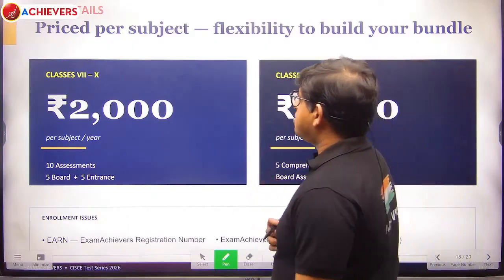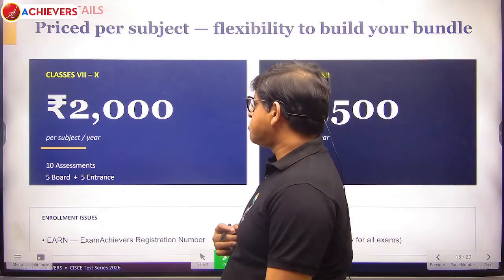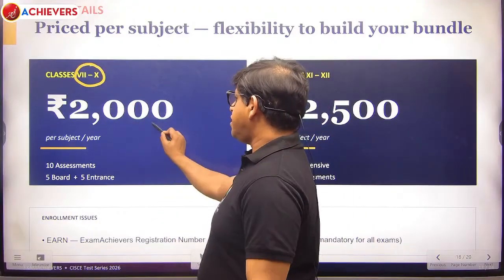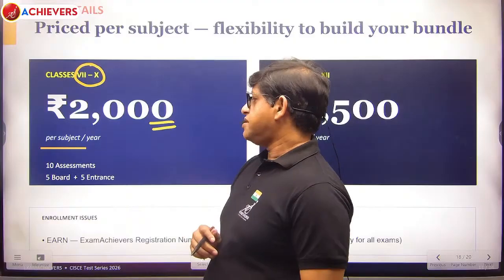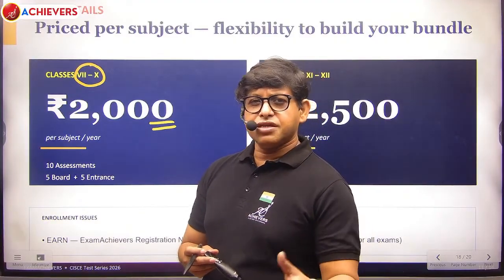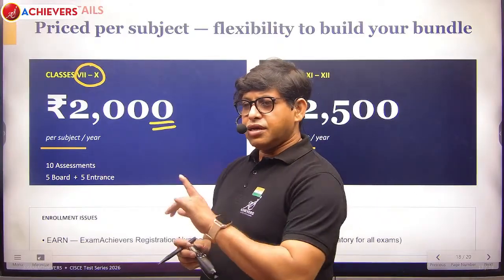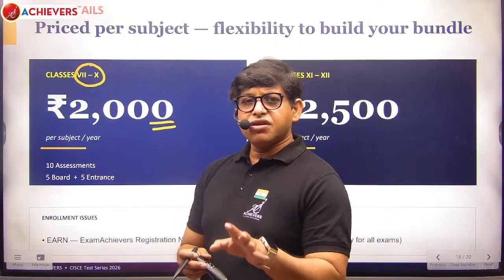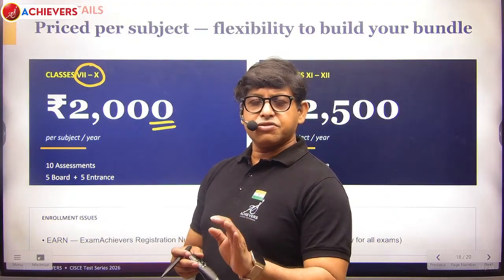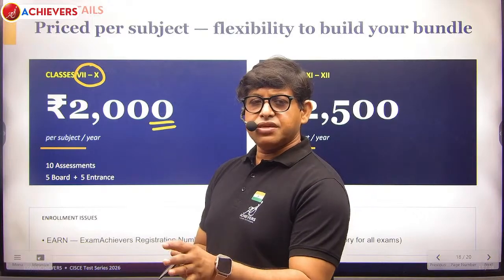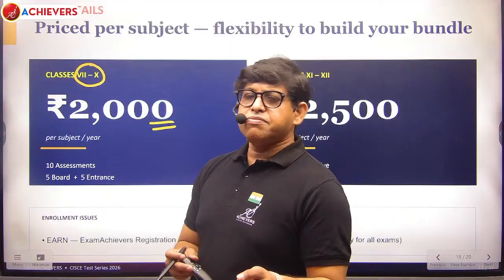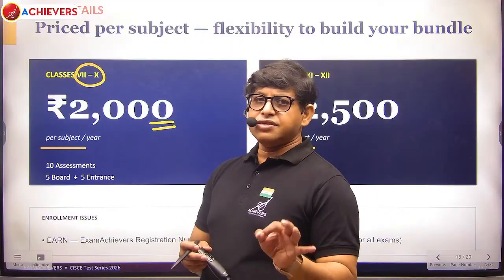And the price for a particular batch, for example classes 7 to 10, it will be only 2000 rupees per subject per year. So you are giving much greater than 2000 for a single month. So here the test series is asking 2000 rupees only per year per subject. For physics, you are giving 2000. If you are going for physics and chemistry, you are giving 4000. You can choose one subject, you can choose 4 subjects. Whatever be your decision, that is up to you.